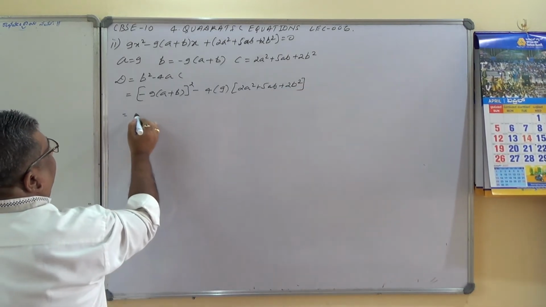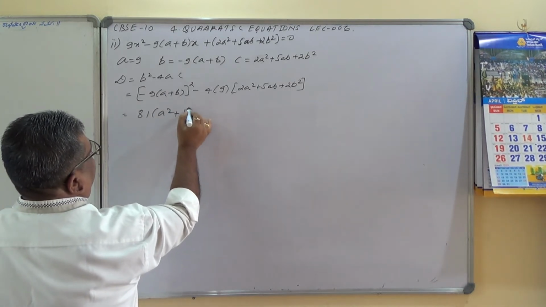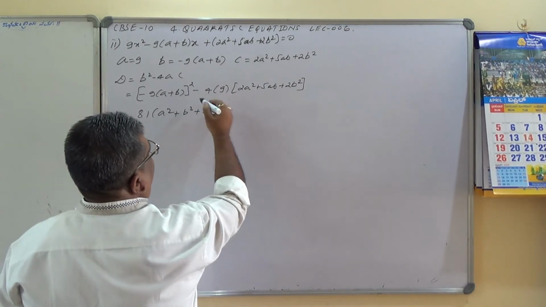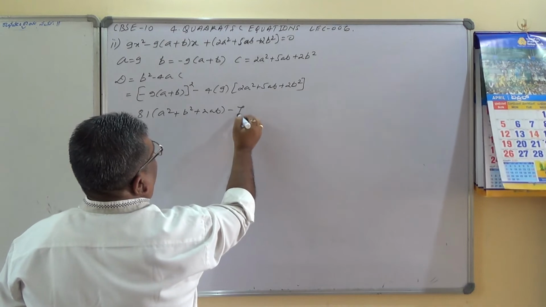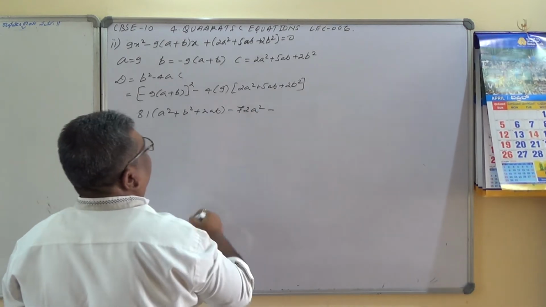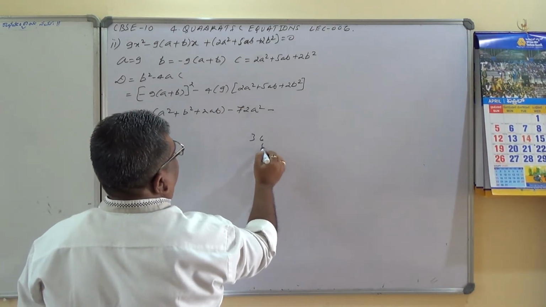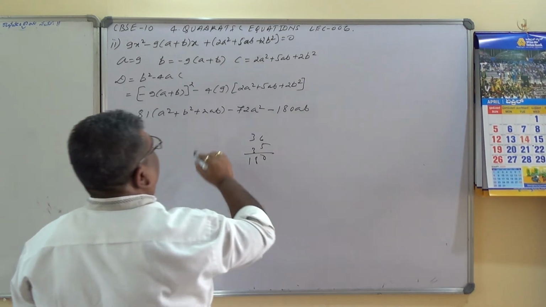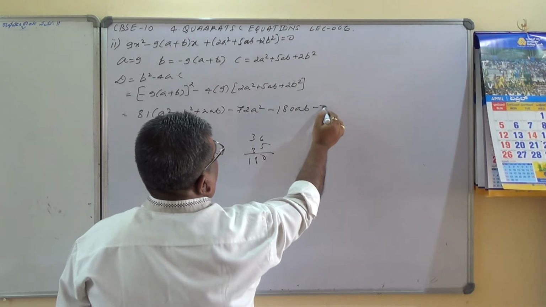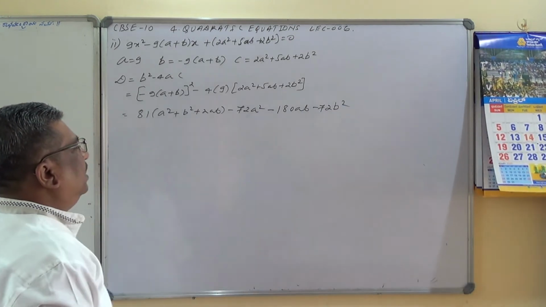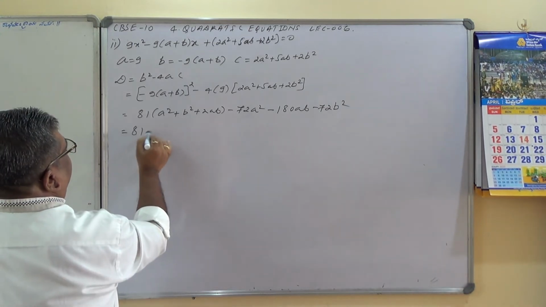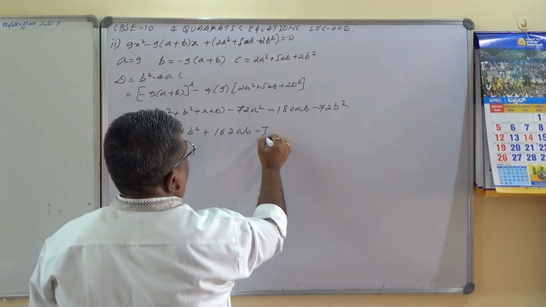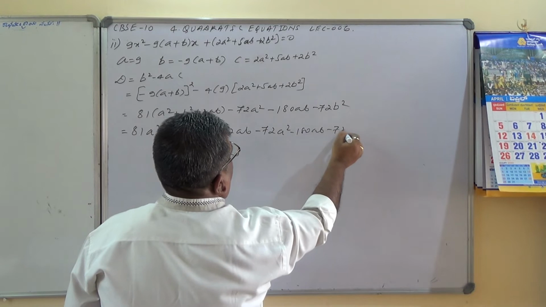+ 2b²), which equals 81(a² + b² + 2ab) − 36 times, I will multiply all these things: 36 into 2 is 72a², minus of minus, so 36 into 5 is 180ab, and the last one is again minus 72b². Is it correct? Which equals 81a² + 81b² + 162ab − 72a² − 180ab − 72b².